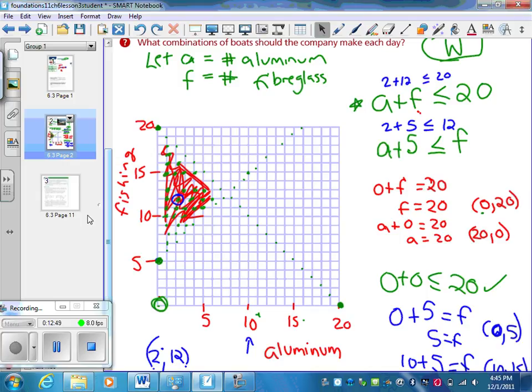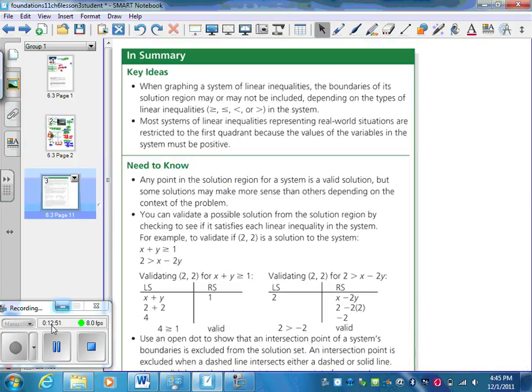Okay, a couple of key ideas. When graphing a system of linear inequalities, the boundaries of the solution region may or may not be included depending on the types of linear inequalities. So depending on if we have those equal signs underneath. Most systems of linear inequalities representing real-world situations are restricted to the first quadrant because the values of the variables in the system must be positive.